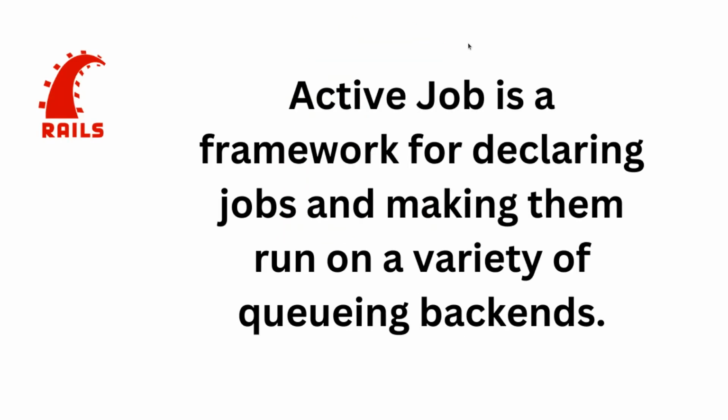Active Job is a framework for declaring jobs and making them run on a variety of queuing backends. So what does it mean, a framework for declaring jobs? That means let's say your application runs on a main thread which has to save some record into the database, and then right after saving it you need to perform, let's say, sending some emails, or converting some data to CSV or Excel format to be downloaded.